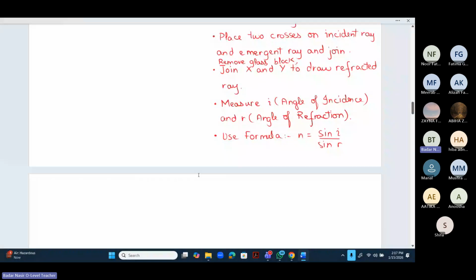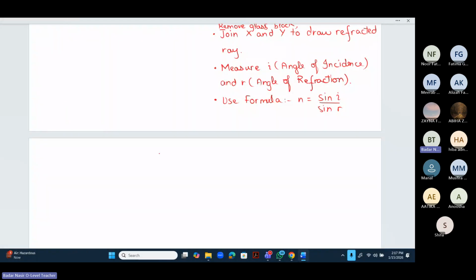Okay? So let's just say that we are going to repeat the experiment by increasing the angle of incidence and measure the corresponding angle of refraction.